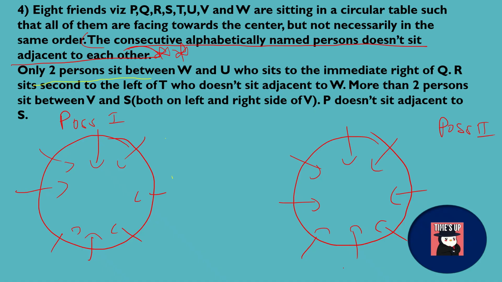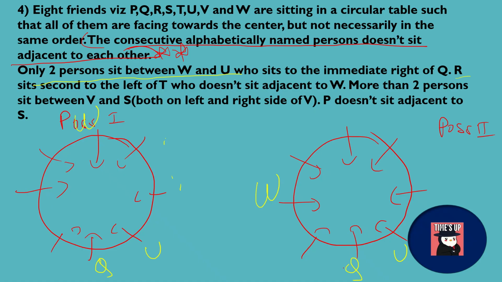Only two persons sit between W and U. U sits to the immediate right of Q. Q I'll place here and I'll place U here. Then R sits, okay, only two persons sit between W and U, they have said. 1, 2, W will be here. 1, 2, W will be here.